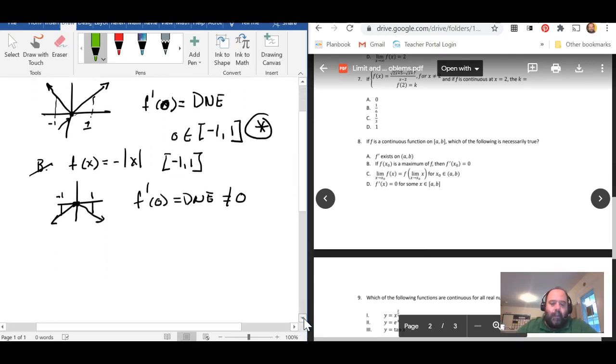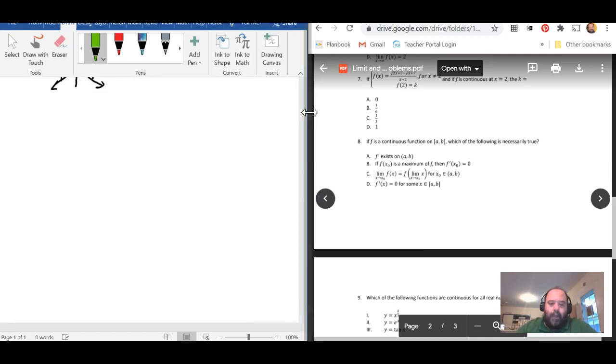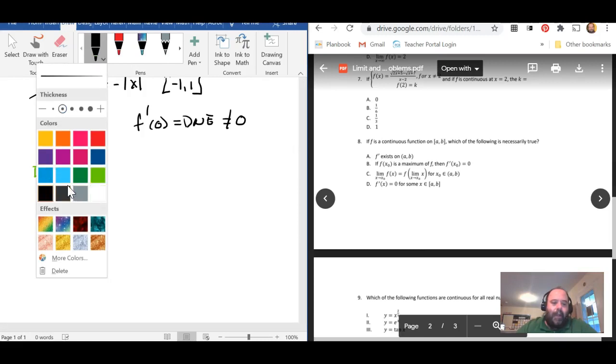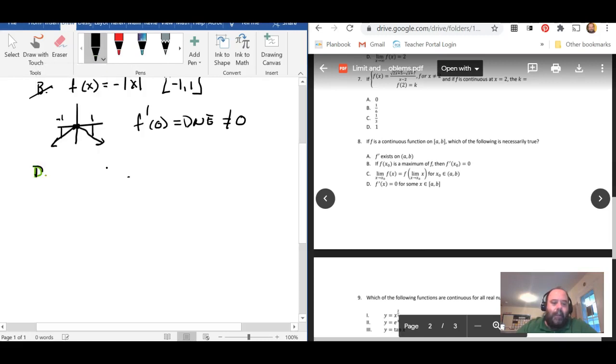So let's get another space to work here. C, we're going to leave for a moment. Let's look at D. Let's go back to black. All right, D. D says f prime of 0 has to be true. So just let f of x equal x, right? And we'll take that on the interval from -1 to 1. All right, so that graphs like this.